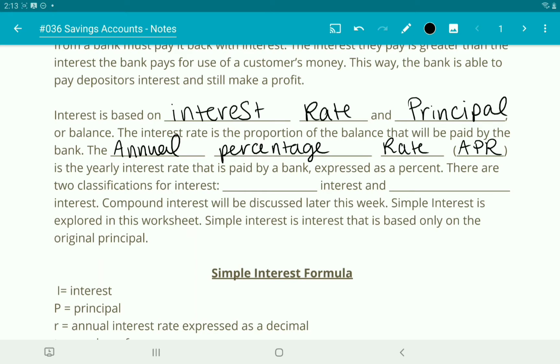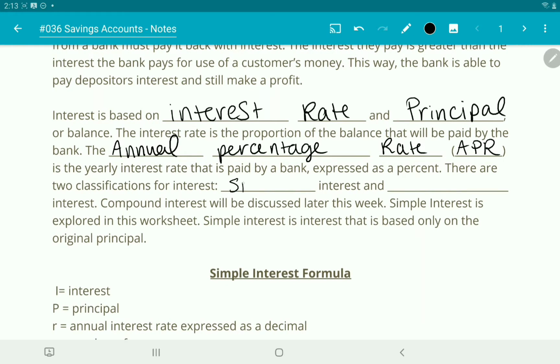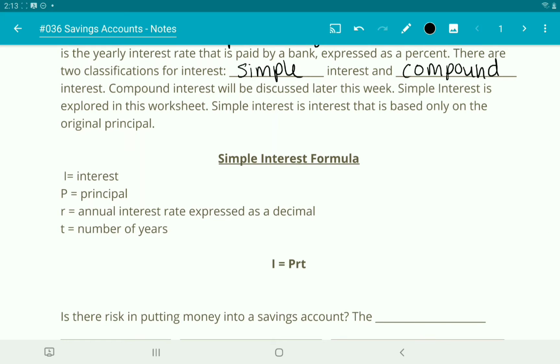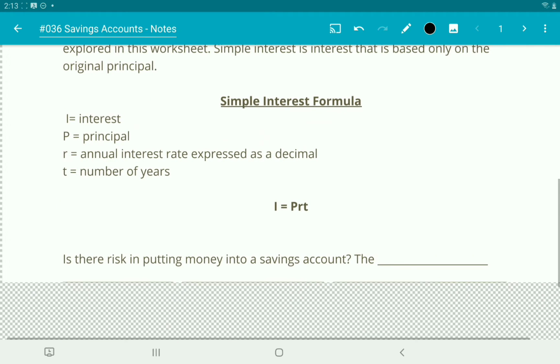There are two classifications for interest. So like I said, there are simple interest and compound interest. We're going to be looking at simple interest this time. It's going to be much more, again, simple than compound interest. But simple interest is just interest that's based only on the original principal.